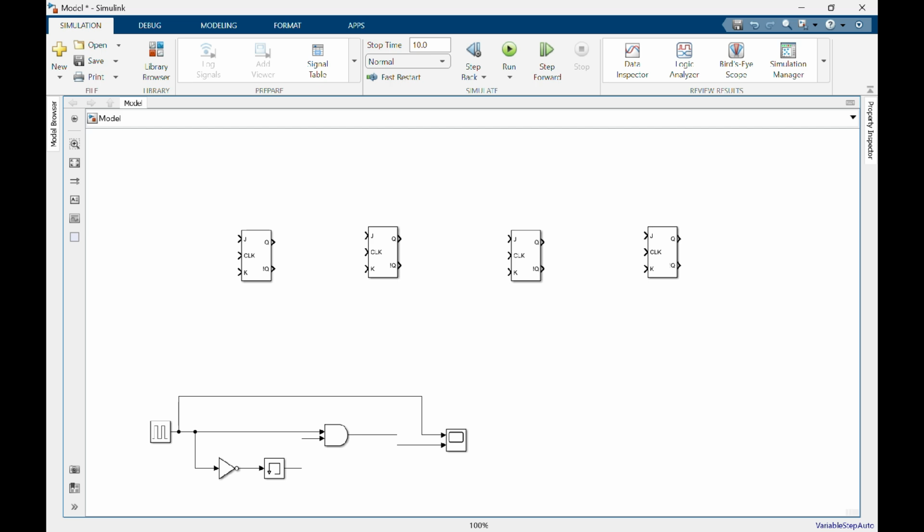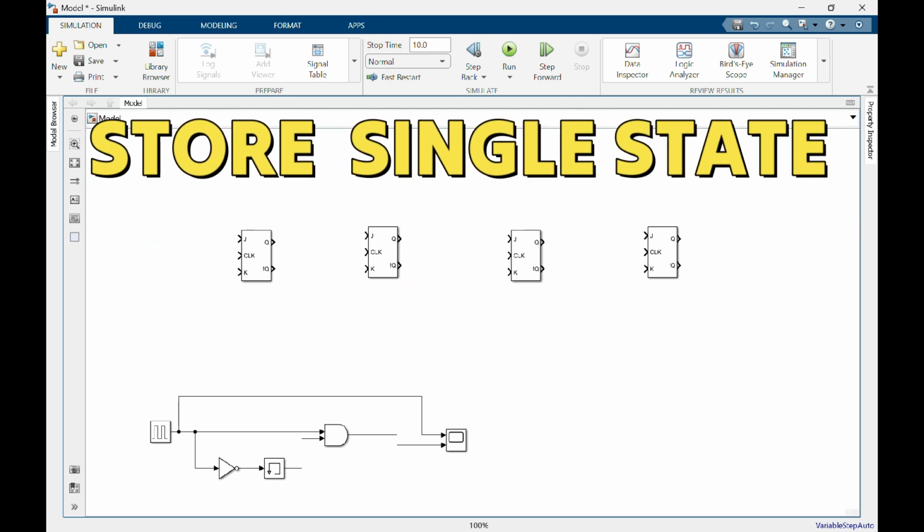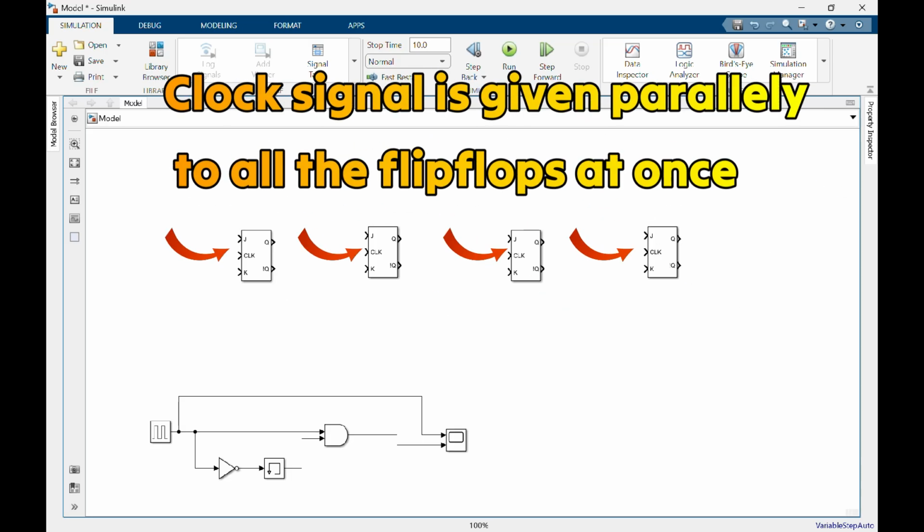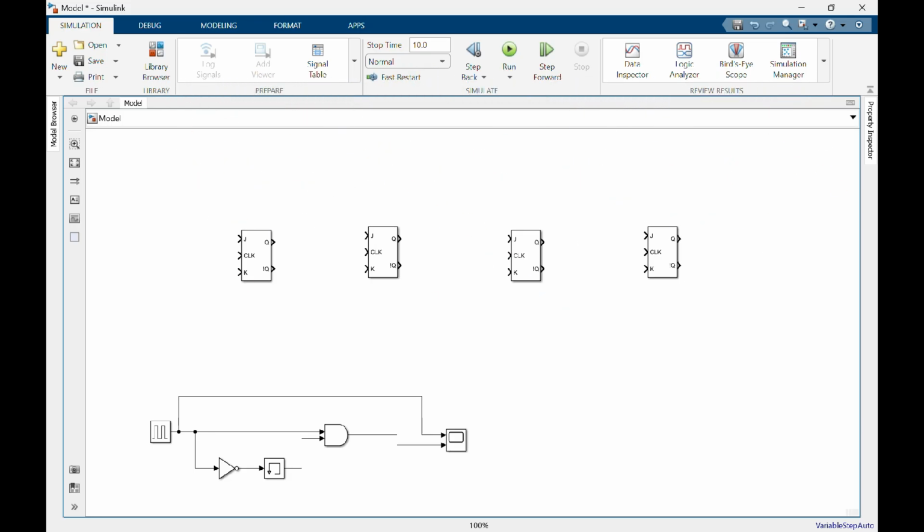Flip-flops are simply a memory device that is used to store a single state of binary bit that is either 0 or 1. Here we are going to make a synchronous digital counter. Synchronous means that we are going to supply our clock, that is our control signal, parallelly to all the 4 flip-flops at once. Here we have the clock circuit ready, as you can see in this given figure.